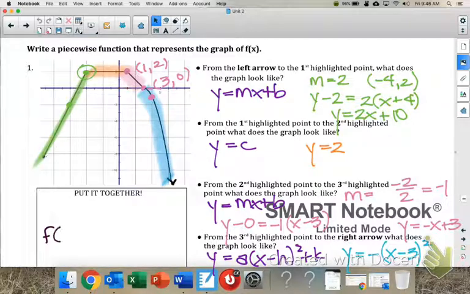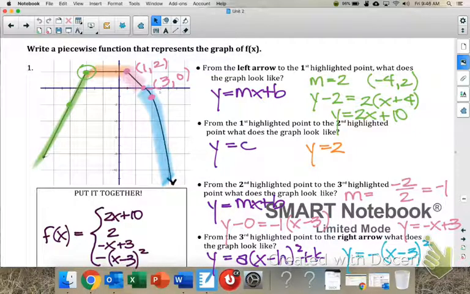First off, we do f of x is equal to, we do our bracket, and we put our 4 equations inside without their y equals. So I have 2x plus 10, I have 2, I have negative x plus 3, and as my fourth one, negative (x minus 3) squared. We also have to put restrictions on these, and this is rather like doing the domain. The green section, if I look at it, starts at negative infinity and goes all the way up to an x value of negative 4. So I'm going to use x is less than or equal to negative 4.